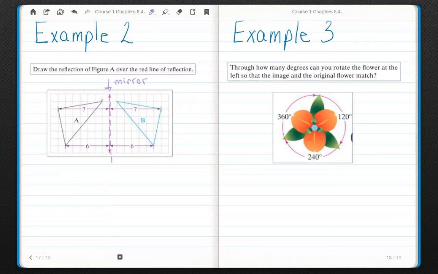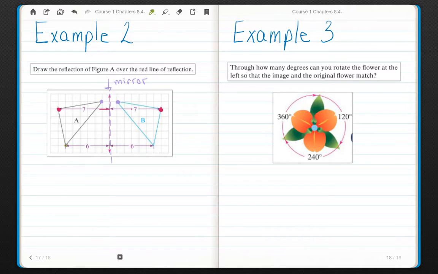So notice this first point here is 1 unit away from my line of reflection. So on the other side, I'm going to draw it 1 unit away from the line of reflection. This point over here is 7 units away. 1, 2, 3, 4, 5, 6, 7. It is 7 units from the line of reflection. So I need to draw that next point 7 units from the line of reflection on this side.